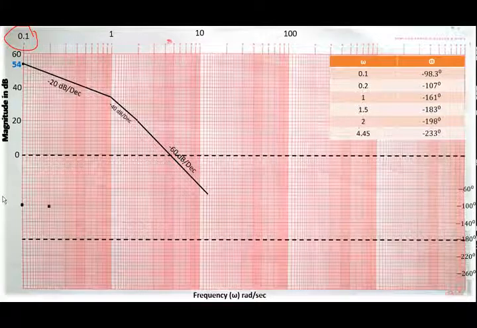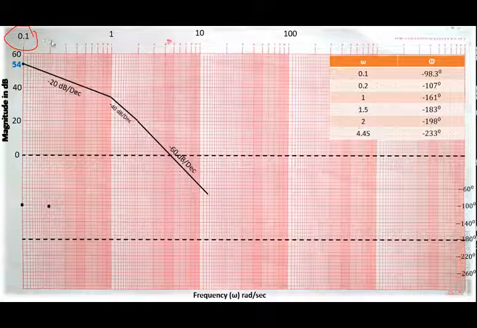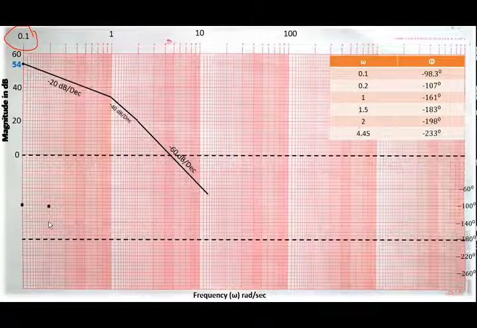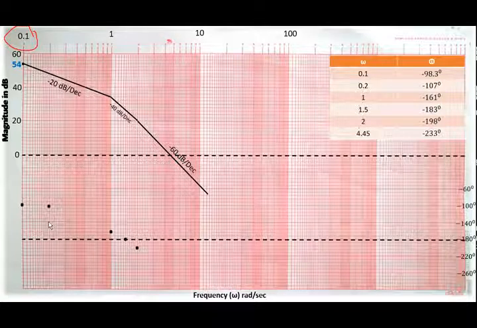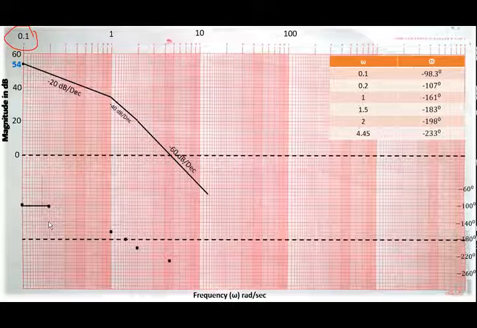Next one is at 0.2. If this is 0.1, this will become 0.2. So at 0.2, this is 107 degree. At 1, it is 161 degree. At 1.5, it is 183 degree. At 2, it is minus 198 degree. At 4.45, 233 degree. So we need to join all these points.